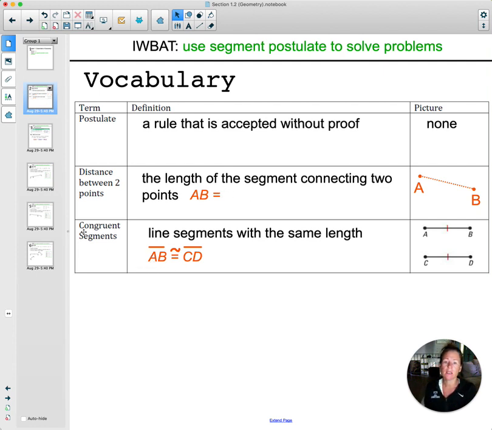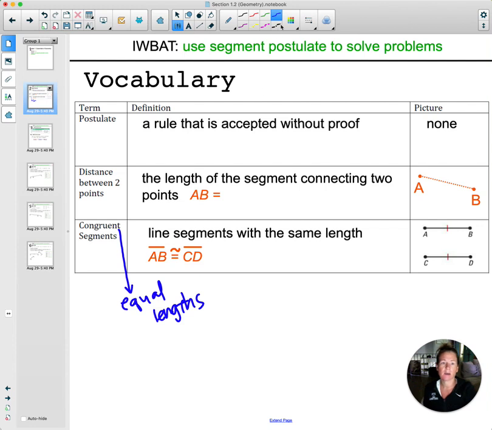Congruent segments. The word congruent means equal. And congruent specifically is talking about the picture, so that two pictures are exactly the same shape and size. So if you see congruent, it's actually talking about a picture, but it just means equal lengths.